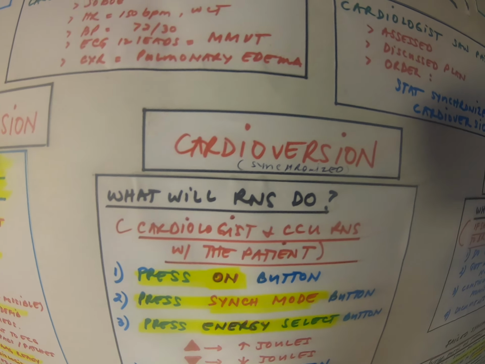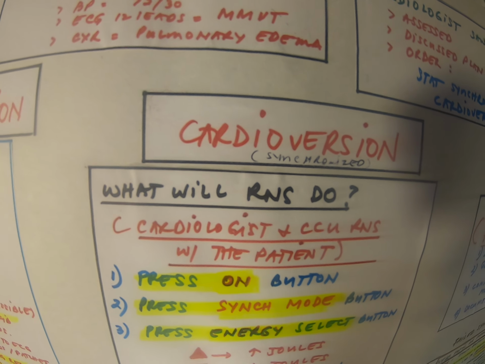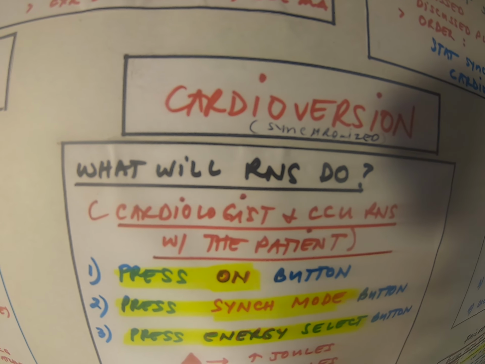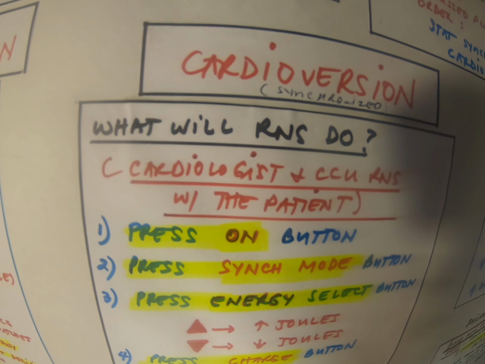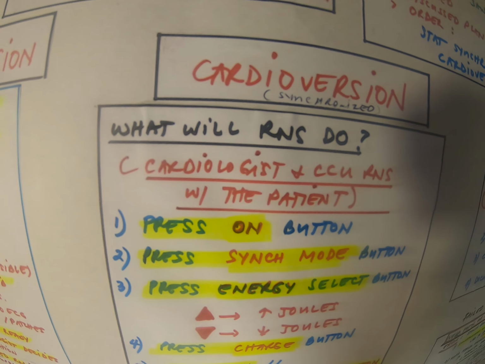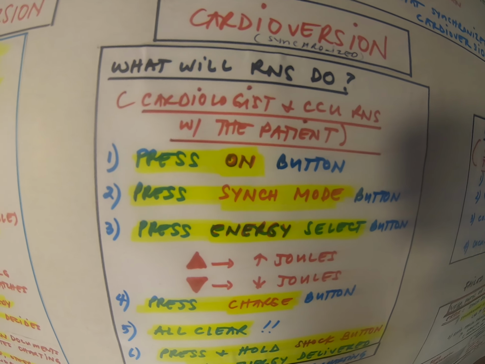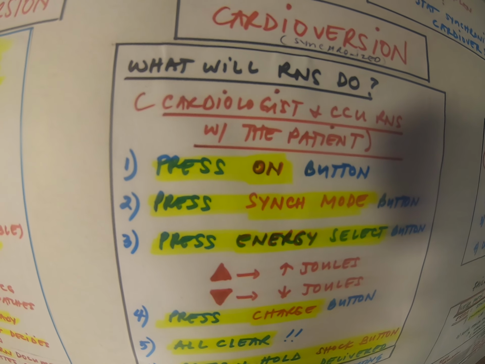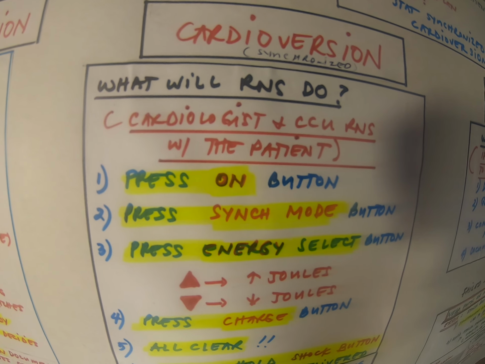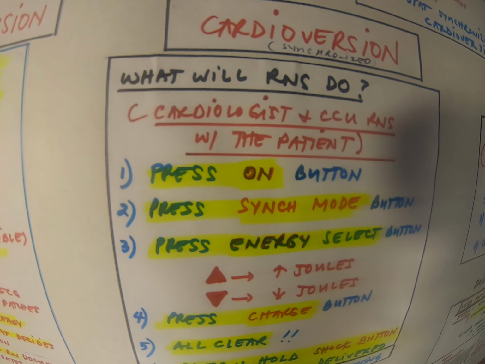With regards to the actual synchronized cardioversion, what will the RNs do? Either the cardiologist will say he will be the one to do it, or he will direct the CCU RN to do it. So they are in the room, with the patient, with the doctor, and our co-staff. Here, there are numbered steps. Number 1, we have to press the on button to turn on the defibrillator machine.